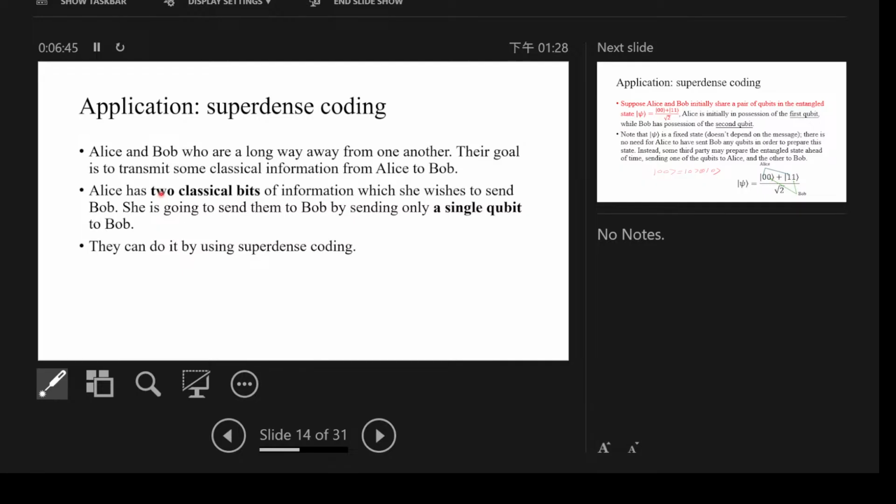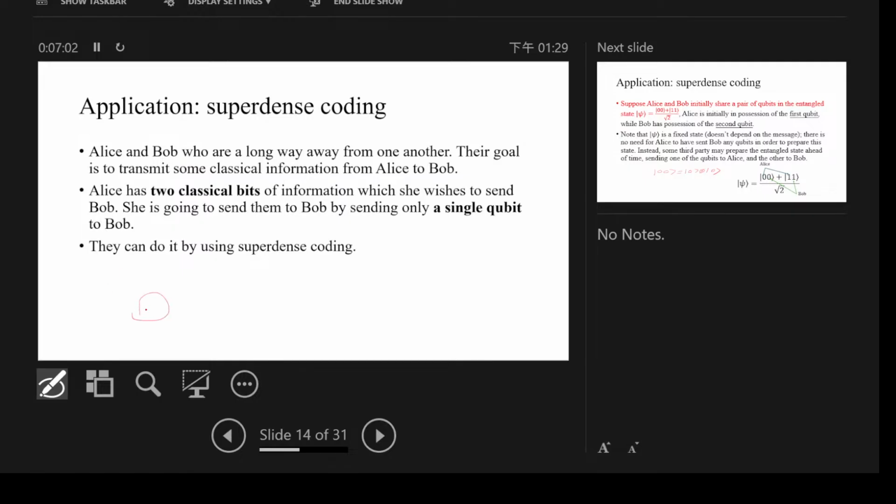In this application, what we want to do is very straightforward. We have two parties, Alice and Bob, just like before in QKD. And here they want to do something very straightforward. They want to send classical information from Alice to Bob. So Alice just wants to send some string to Bob.